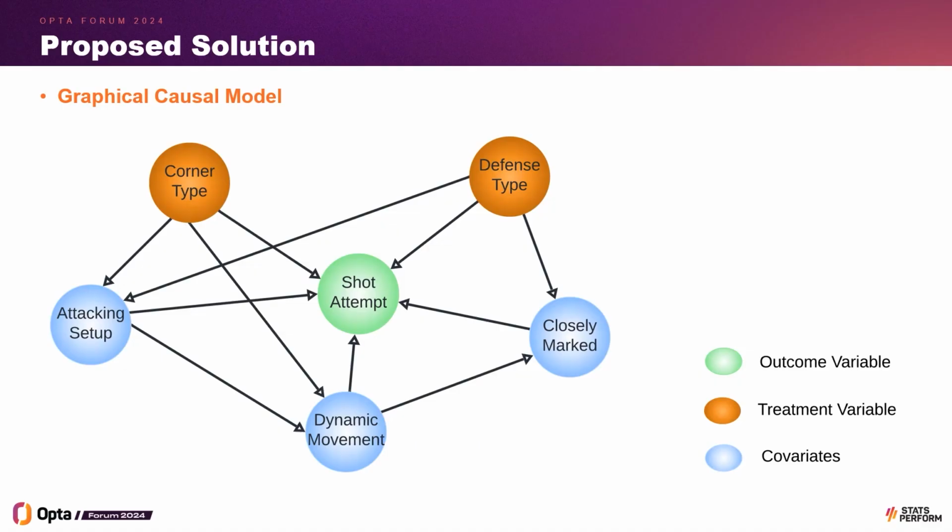So coming on to our modeling. We use a graphical causal model to model our data. We want to specifically look at two variables, the corner type and defense type, and assess the impact of the change of these variables on our target variable, which is shot attempts. So you can see there are 3 different types of variables, all color-coded with their category.